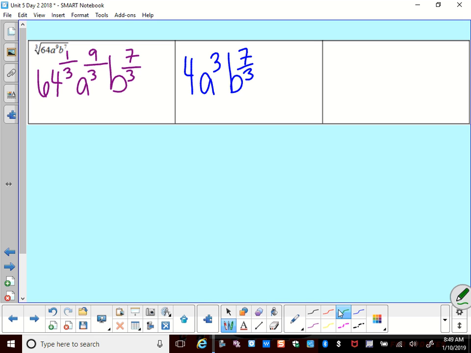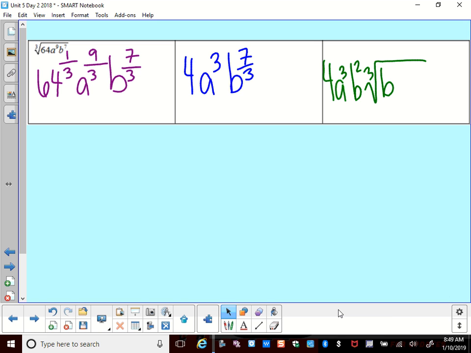Alright, the last part here, I have a cube root. And I have the cube root of 64, and Nicole told us was 4. That is the cube root of 64. I have a to the 9th. There are how many groups of 3? 3. And then I have 7 b's. How many groups of 3? And how many are left over? Good. Are you guys understanding this?